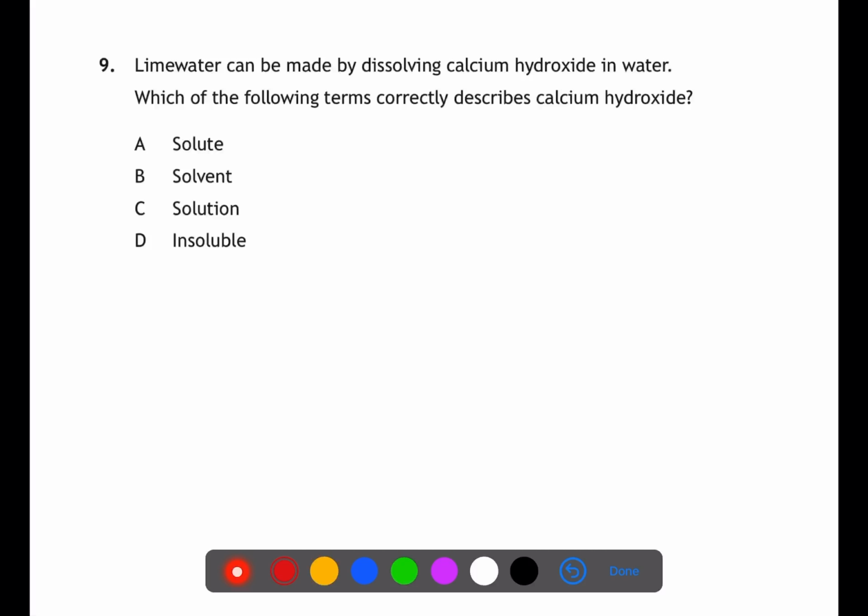Question 9. Limewater can be made by dissolving calcium hydroxide in water. Which of the following terms correctly describes calcium hydroxide? You need to look closely at the wording of the question. Limewater can be made by dissolving calcium hydroxide in water. This means that we're making a solution. We're making the solution by taking the calcium hydroxide as a solute and dissolving it into the water, which is a solvent. This makes limewater, which is a solution. Therefore, calcium hydroxide can be described as a solute.